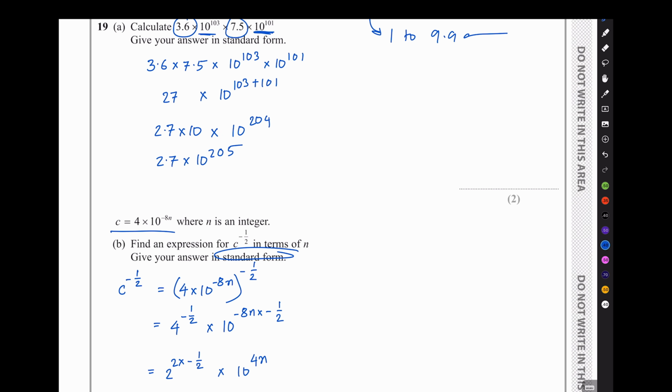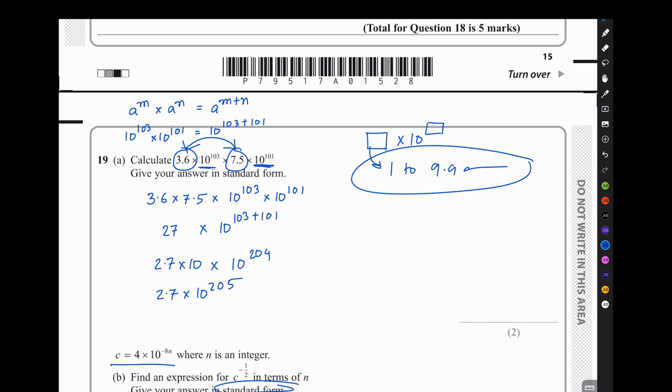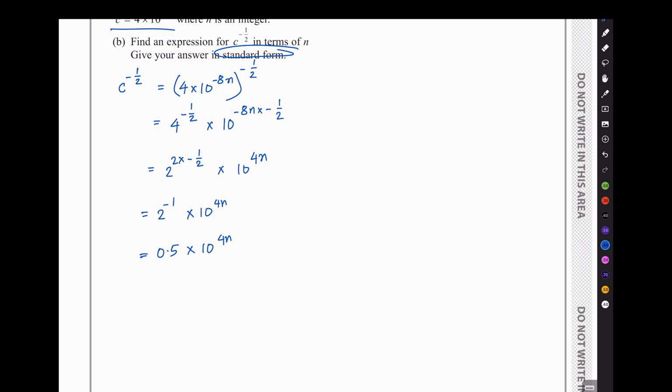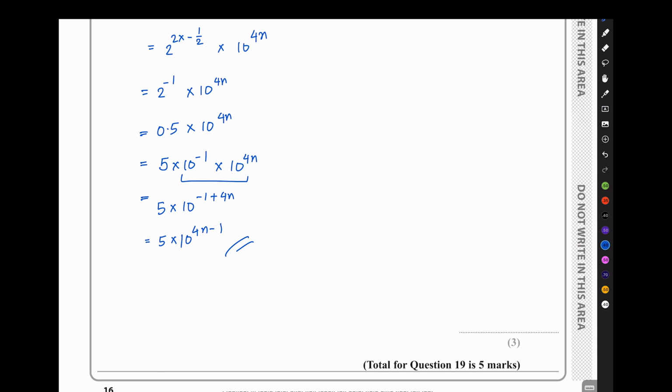And again, 0.5 is not within this range. Okay, 0.5 is not within this range. So I can actually write it as 5 times 10 to the power negative 1 times 10 to the power 4n. And yeah, now again I can combine these two. So 5 times 10 to the power negative 1 plus 4n, or I can write it in a more beautiful way, 4n minus 1. Okay, this is my answer.